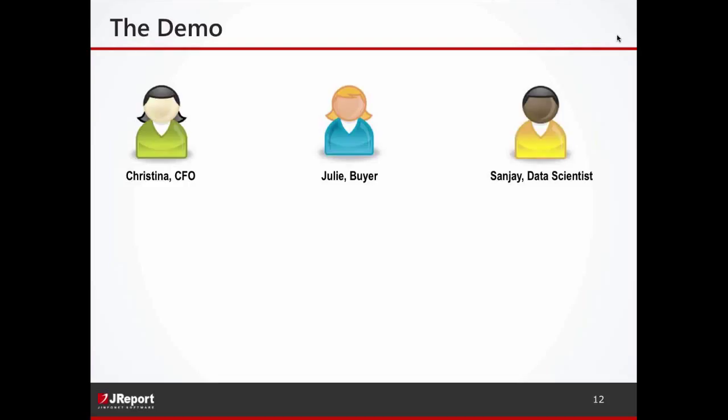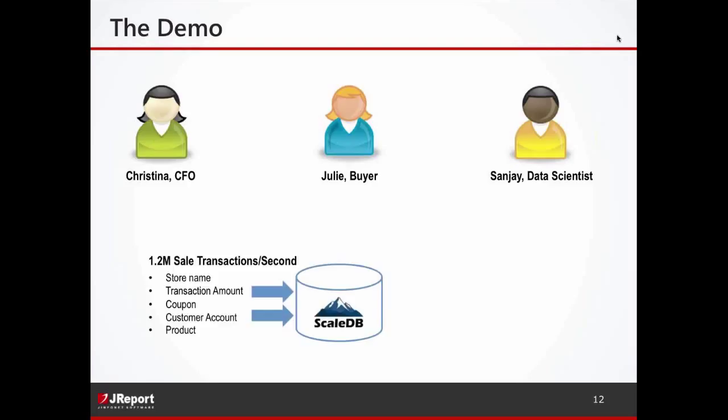But if you were doing this against retail data, our equivalent of a minute or two might be an entire year. So with that said, we have Christina, who's the CFO. We then have Julie, the buyer. And we have Sanjay, the data scientist. And so those are the people involved. What we'll be showing is a flood of transactions, again 1.2 million sale transactions per second. And that information will include the store name, transaction amount, coupon, customer count, and product.